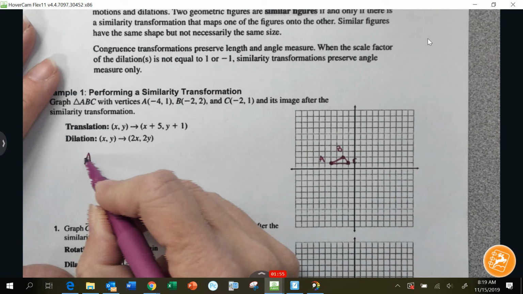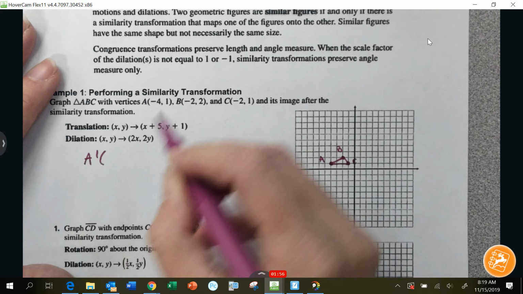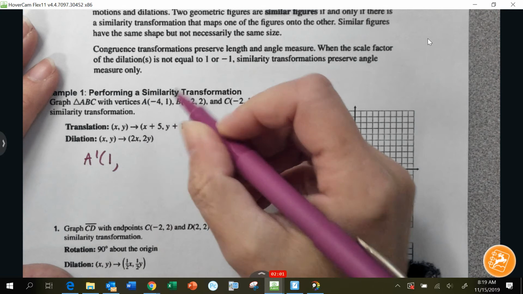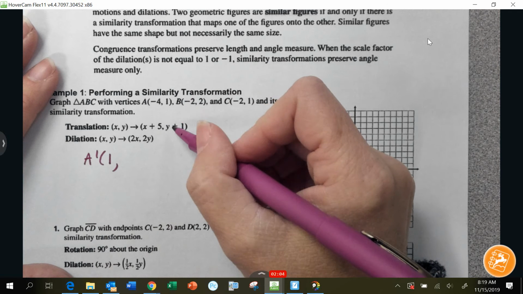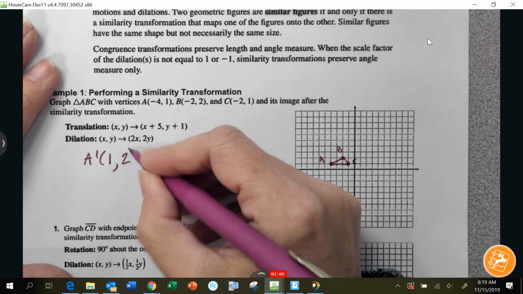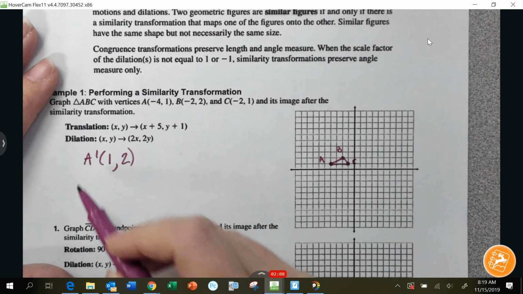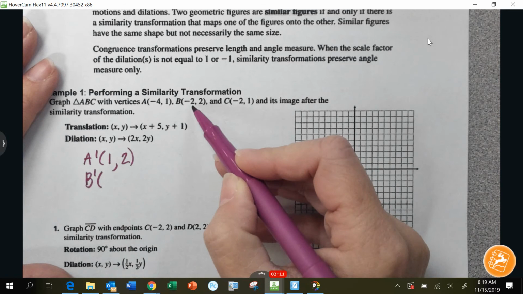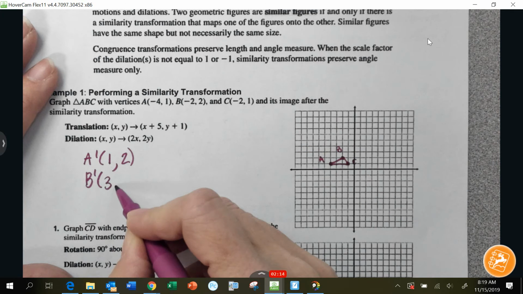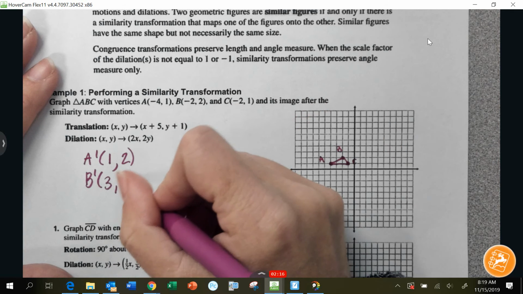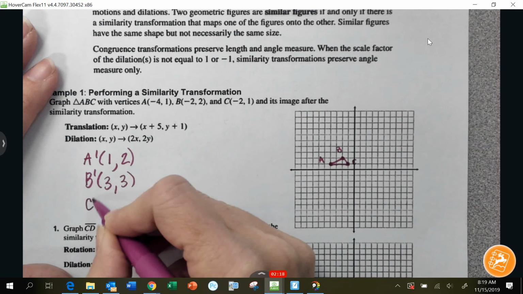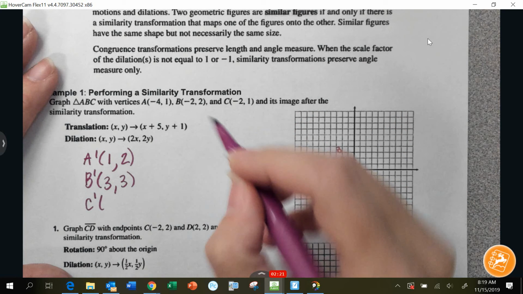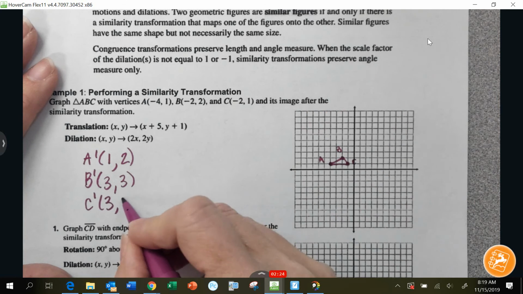So my A prime is going to be -4 plus 5, which is 1, and then 1 plus 1 is 2. B prime, -2 plus 5 is 3, and 2 plus 1 is 3. And then C prime, -2 plus 5 is 3, 1 plus 1 is 2.